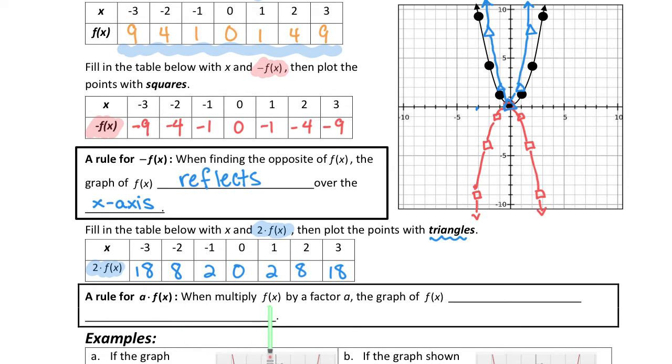Whenever we multiply a function by a factor of a, so basically we're taking that x squared and multiplying it by 2, what happens is we get a vertical dilation, or stretch or shrink. What that is also called is a dilation. So it's getting skinnier or fatter. Anytime it's less than 1, it's going to be a shrink. Anytime it's greater than 1, it's going to be a stretch. That's true for negatives as well. So you'll see what I'm talking about in the next examples.